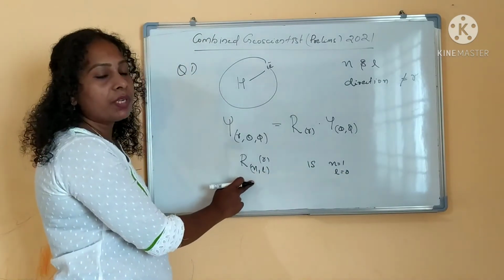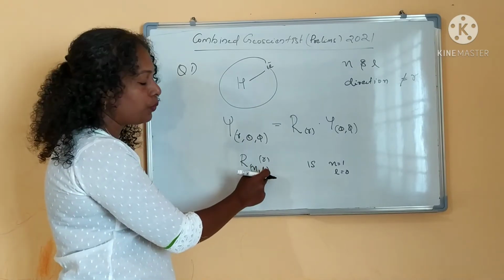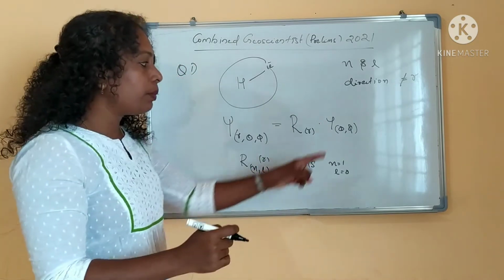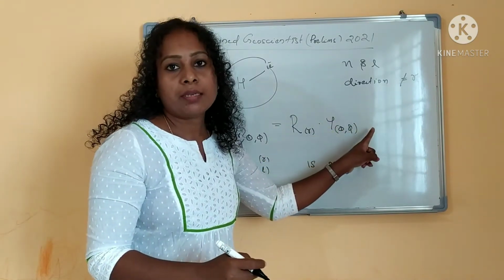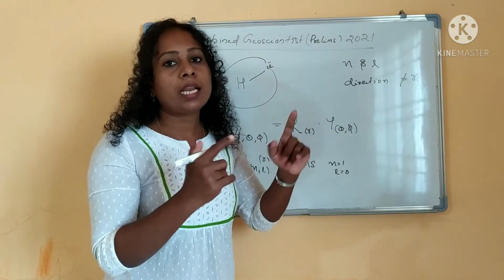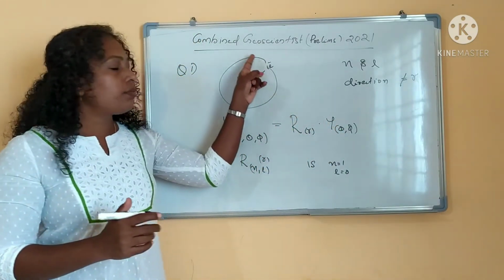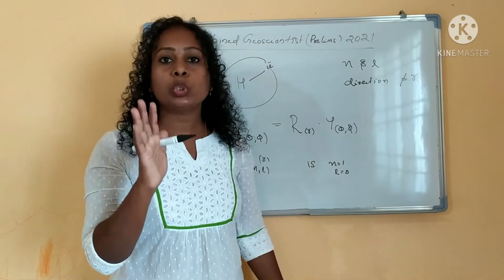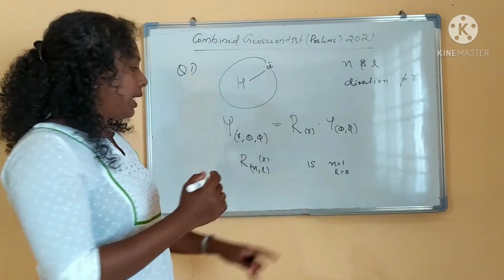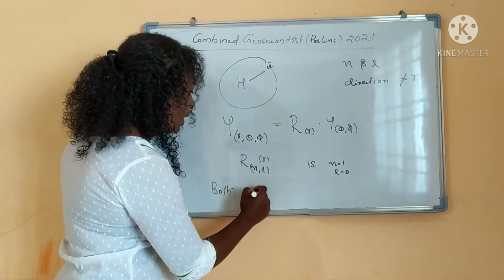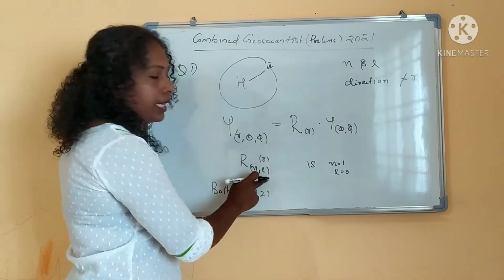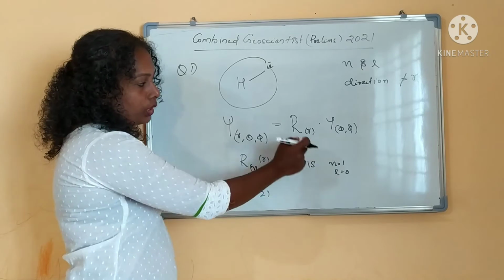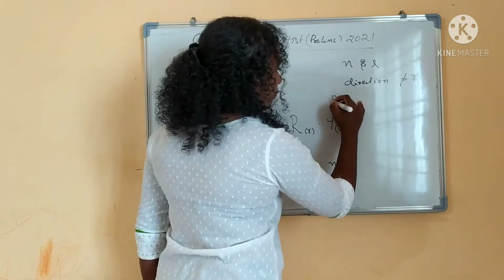So the radial function depends on both these values, and coming to the spherical side, it only depends on theta and phi. It does not depend on the radius r. For this one electron, only the direction, the angular momentum function, is depending. So this is your answer. Both statements 1 and 2 are correct regarding this, and you know the equation for both of these functions, right?